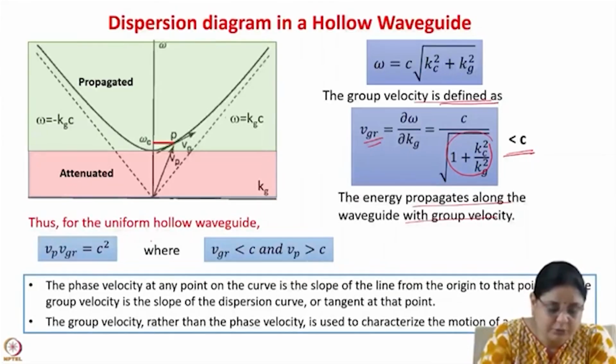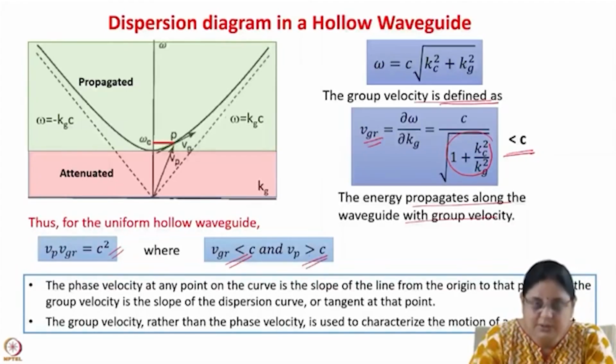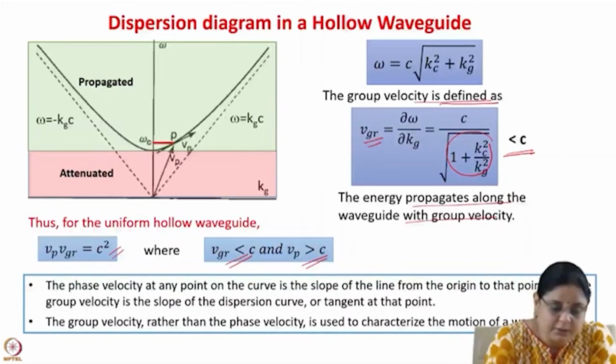So that's for a uniform waveguide. If you multiply the phase velocity and group velocity, you get c squared, where the group velocity is less than the velocity of light and the phase velocity is greater than the velocity of light. So you can also see from here for this value of omega.